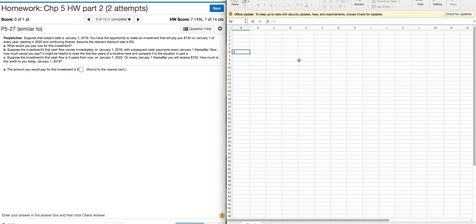So the present value of a perpetuity is pretty easy to calculate because all we need to do is just take the cash flow, which in this case is the 130, and divide it by our discount rate, which is 0.08. So the present value in this case is $1,625.